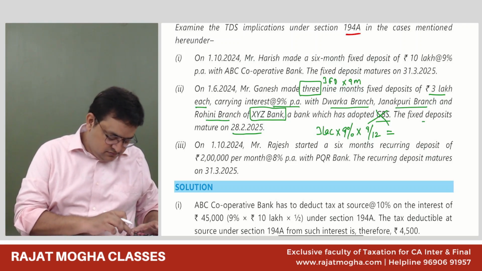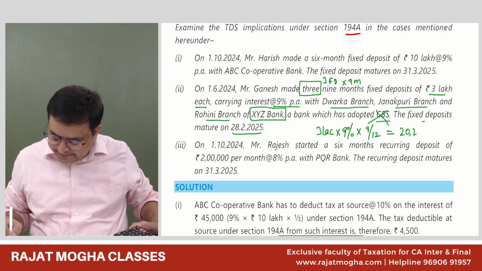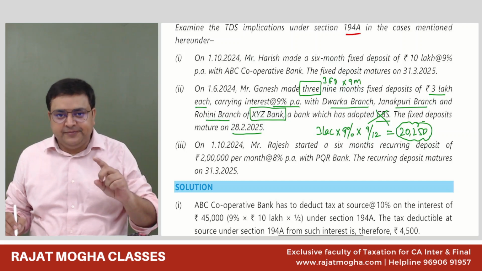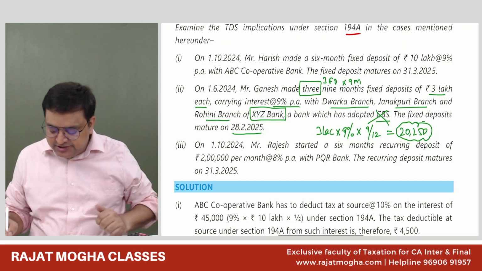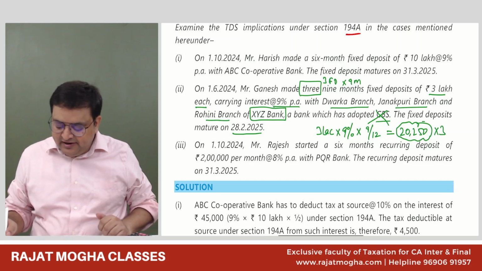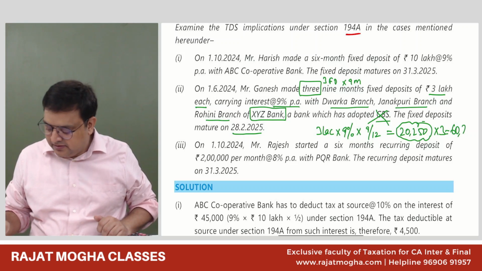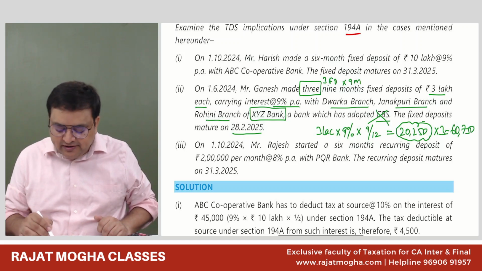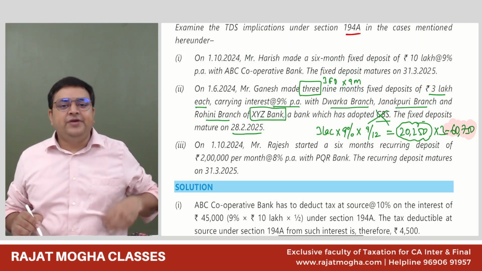20,000. 20,250. Is it? Yes, sir. This is the interest from one FD. From one branch this much, second branch, third branch, into three. Obviously, it is going to be 60,750, which is more than 40,000 rupees. Since this is also more than 40,000 rupees, we have to deduct the TDS.